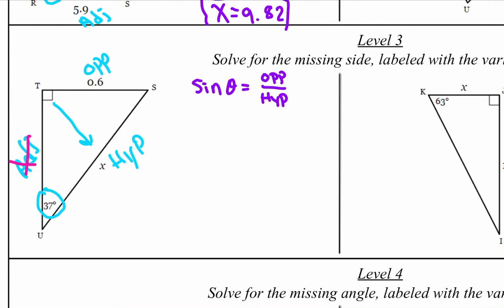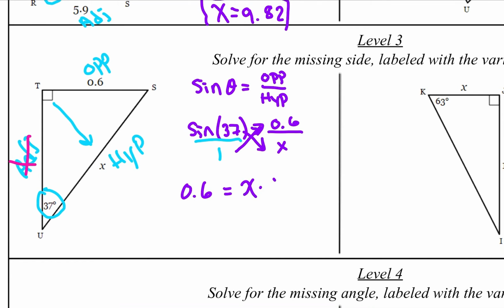All right, plugging our stuff in here. Theta is going to be 37, so sine of 37. The opposite side is 0.6. And the hypotenuse is x. So again, putting this invisible 1 here and cross multiplying. 1 multiplied by 0.6 is 0.6. And on this side, sine of 37 times x, I'm going to put the x first. X times the sine, and then in parentheses 37. So I know that to solve this, we're going to need to divide both sides by sine of 37.